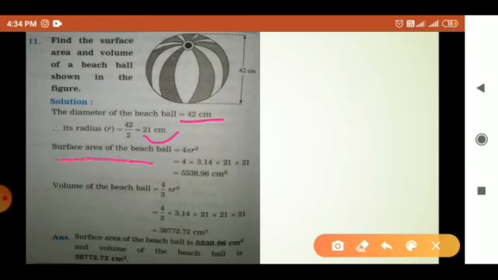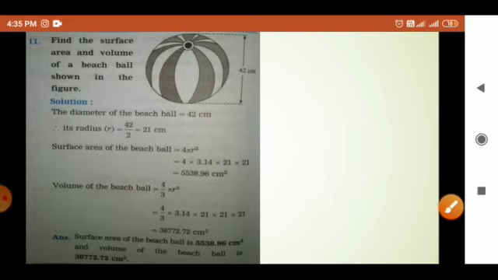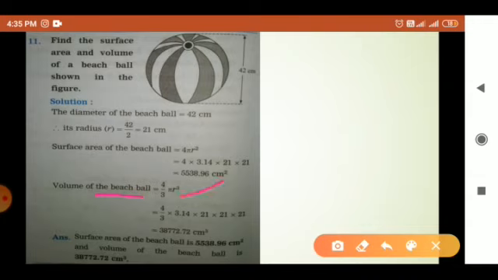So surface area, total surface area, earlier I told you total surface area means 4 circles. 4 circles means 4 pi r square. So 4 into 3.14, the value of pi, and radius is 21 and 21. So on calculation we will get this answer. Now again we have to find out the volume also. So volume of the sphere is 4 upon 3 pi r cube. So 4 upon 3 into 3.14, r 21, 21, 21. So on calculating this we get the volume as this. So your answers are this.